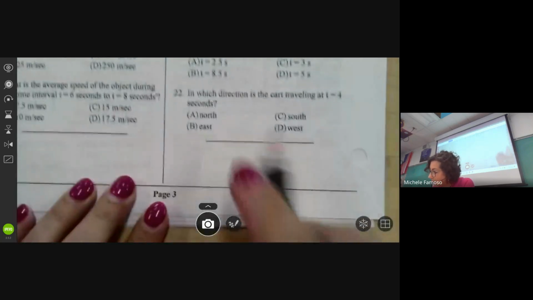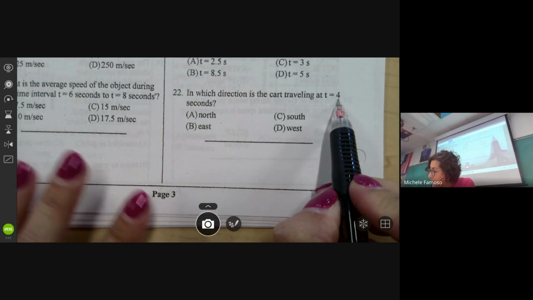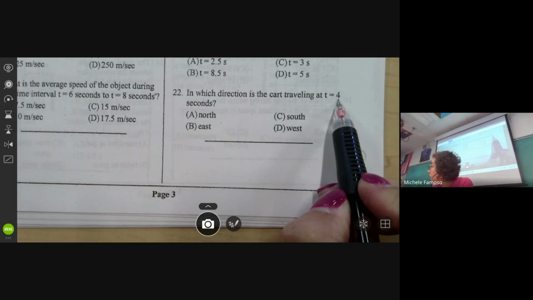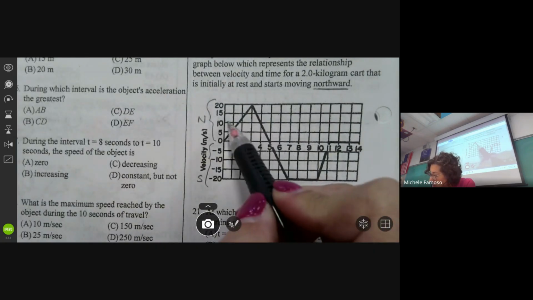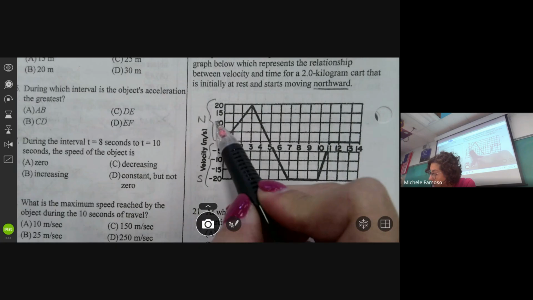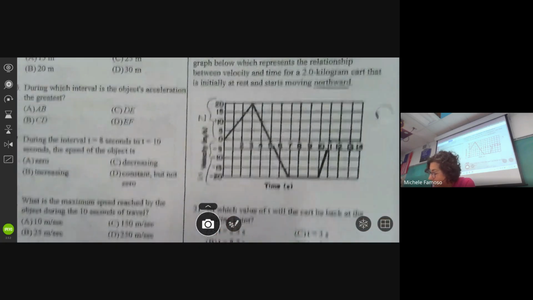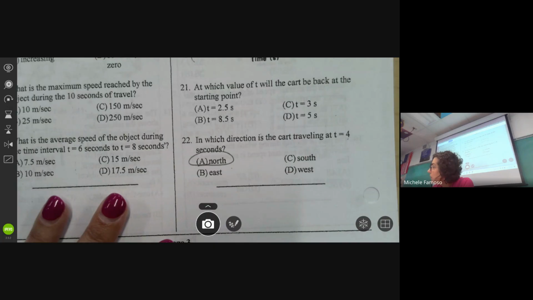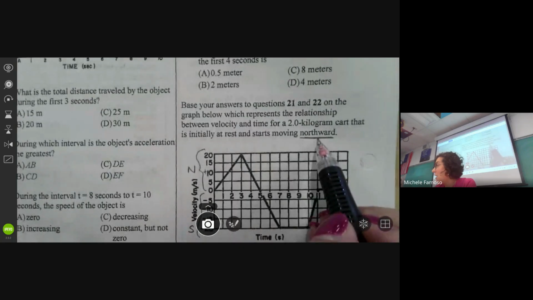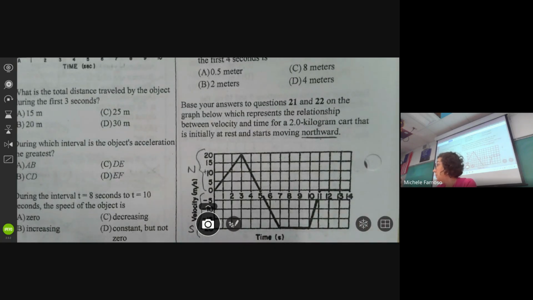Okay, so I want to know in what direction we're traveling at 4 seconds. All you do is you read the graph and figure out what quadrant you're in. 4 seconds, go up, over, I see I'm in the north area. That's a positive 10. So that means I have to be going north. This cart would not be going east and west. Why? Because it says I've got north, so I've got north and south only.